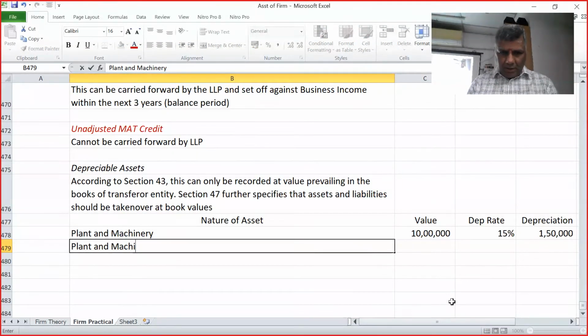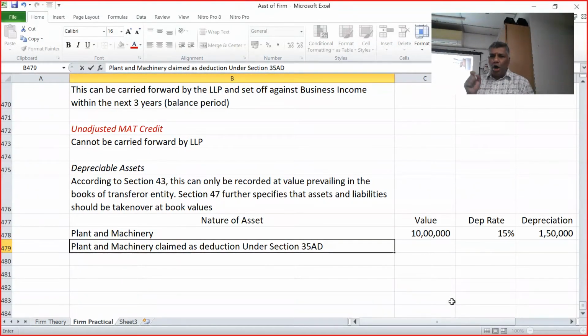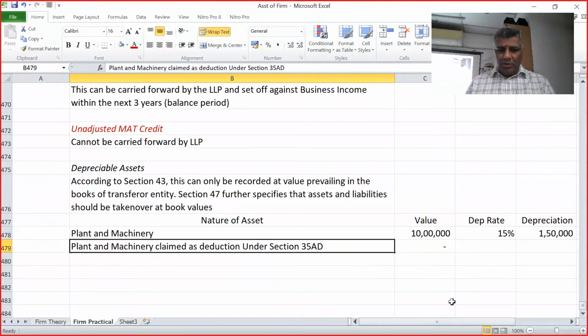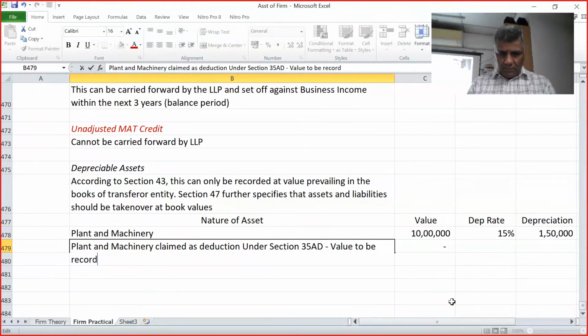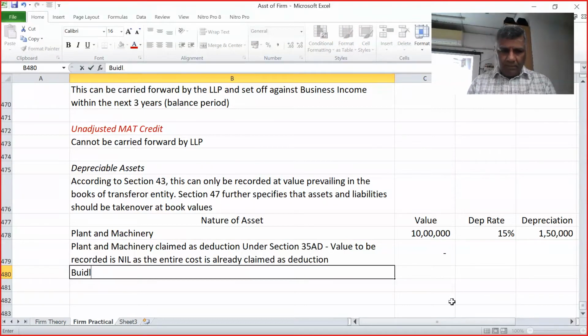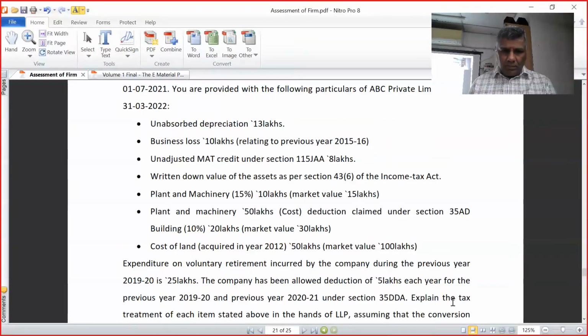Plant and machinery claimed as deduction under section 35AD. Now at what value can you record? Nil. Building, at what cost you can record? 20 lakhs.